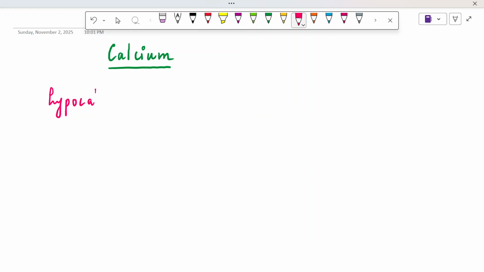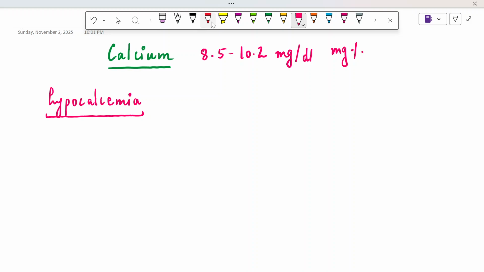Hypocalcemia. So what is the normal calcium level in the serum? It's approximately 8.5 to 10.2 to be more specific, and the units are milligram per deciliter, or we can say milligram percent. In case of hypocalcemia, what value can lead to it? Less than 7 milligram percent can contribute to the development of hypocalcemia.